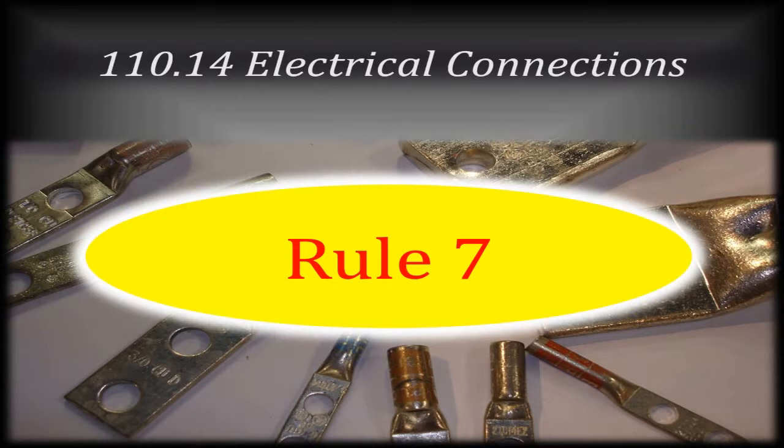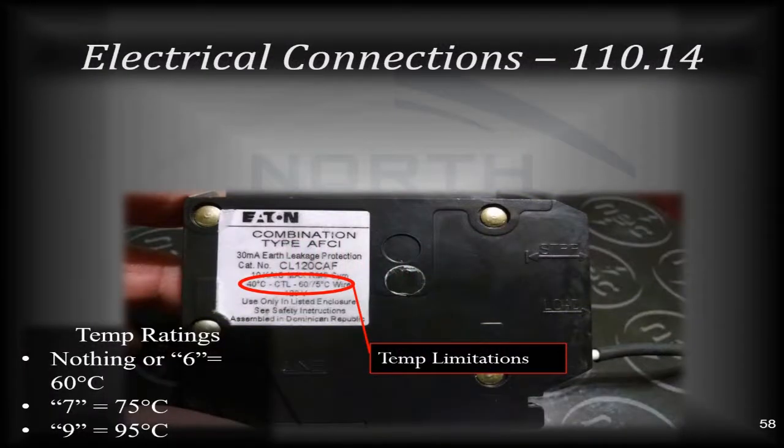Rule number 7, 110.14. We're talking about electrical connections now. So in dealing with electrical connections, what are we talking about? Well, look at this breaker that we've got right here. This breaker has all kinds of things written on the manufacturer's sticker right on the breaker itself.